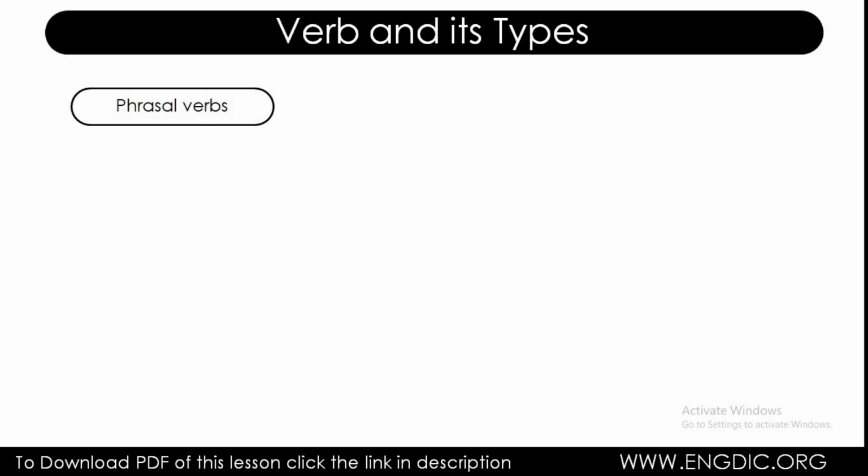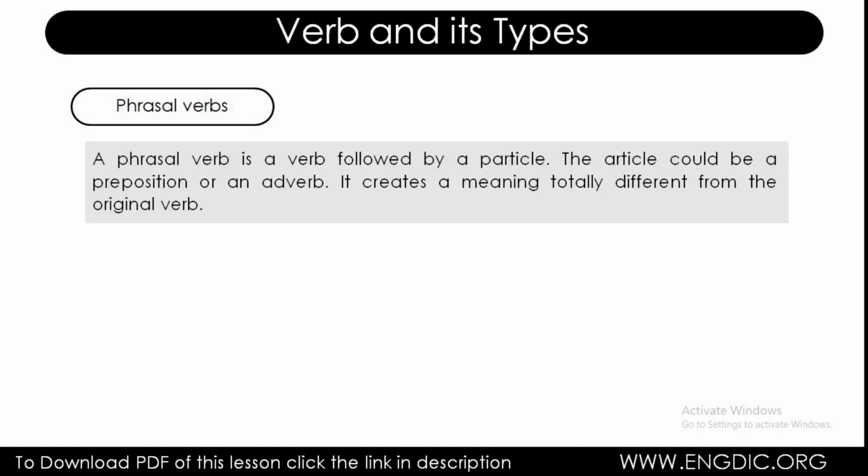The next type is phrasal verbs. A phrasal verb is a verb followed by a particle. The particle could be a preposition or an adverb. It creates a meaning totally different from the original verb.